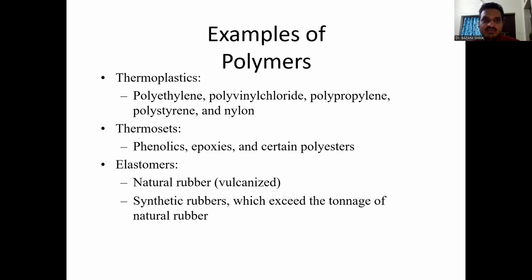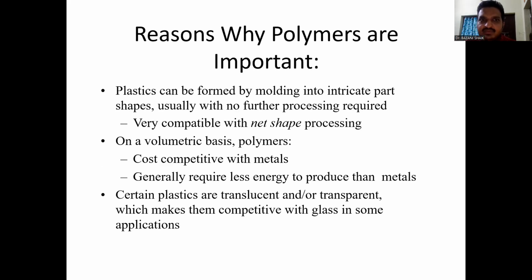And coming to different examples of polymers, thermoplastics examples are polyethylene, polyvinyl chloride, polypropylene, polystyrene, and nylon. Thermosets examples are phenolics, epoxy, and certain polyesters. And elastomers, or rubbers, include natural rubber, vulcanized rubber, and synthetic rubbers, which exceed the tonnage of natural rubber. These are the three types and their different examples.